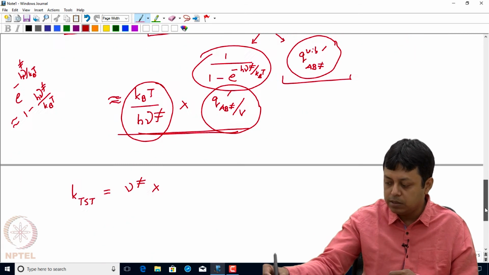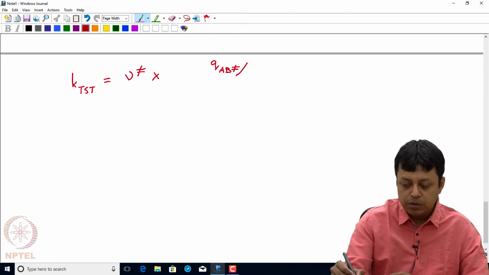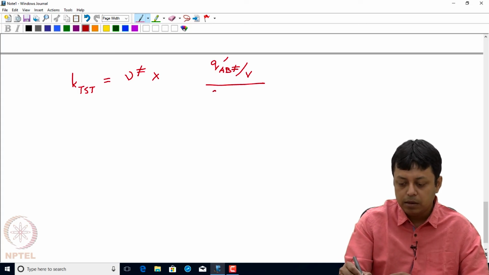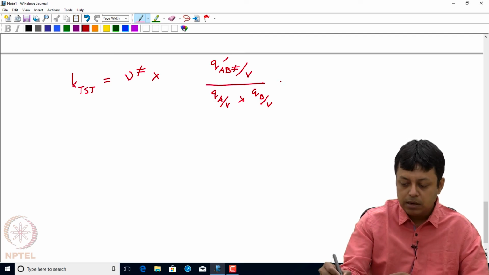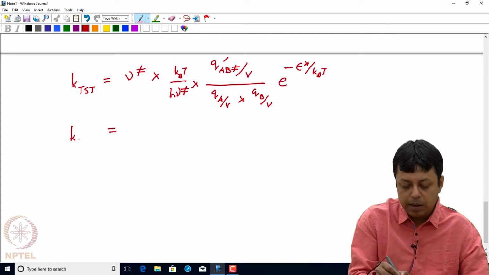Let us just put all these things together. So I had the partition function of the products, which is q dagger by V, but then we took out one particular degree of freedom. That is why I am putting the prime. For the reactants, we did not do anything. So it is q A by V, q B by V, these are all partition functions, times e to the power minus e star by kBT, and then for the extra degree of freedom we got the value kBT by h nu dagger. As you can see, the nu dagger will now get cancelled out.